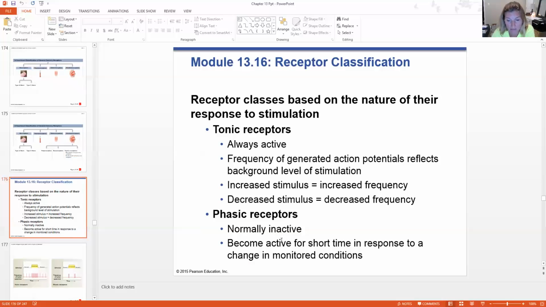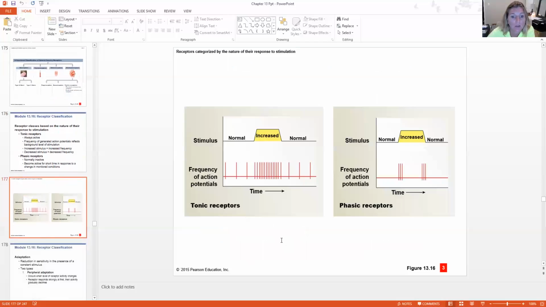Or when you get into a cold pool, tonic receptors feel it, but eventually become numb to it, and then maybe you get out, and then you get back in, and then your phasic receptors are activated again. So here you see tonic versus phasic and their frequency of action potentials. Again, tonic are much more active. Phasic is just telling you when it has changed.